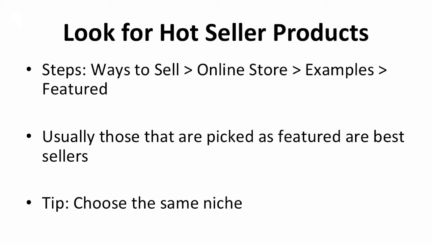Then you'll see the Examples tab below the menu bar. Click on it, and you'll be directed to the Examples page, which shows the store types on Shopify. Look for the products on the Featured page. These online stores are usually the most popular ones and the best sellers. Skim through and look for stores similar to your niche. For instance, if you're in the niche of selling watches, you'll need to look for something similar.